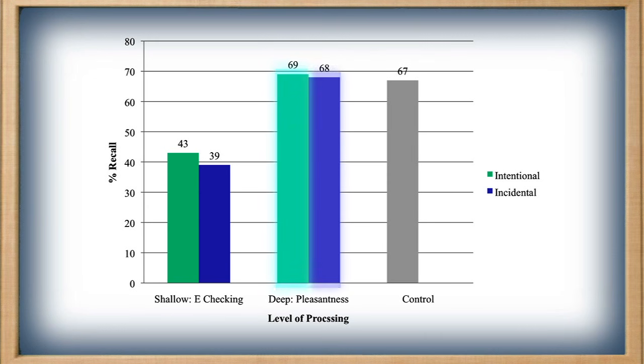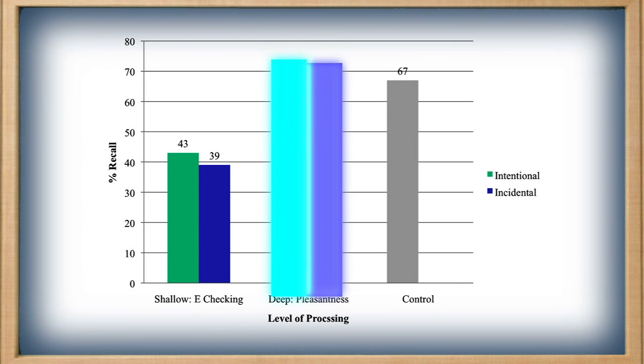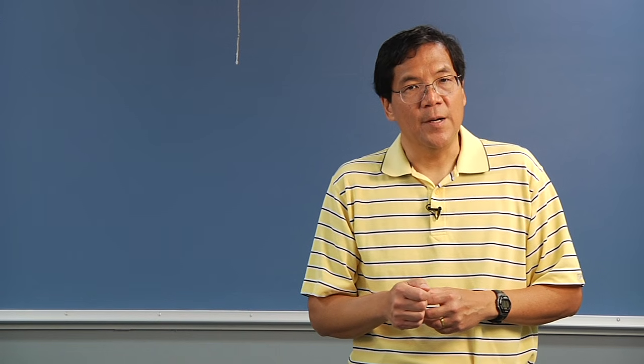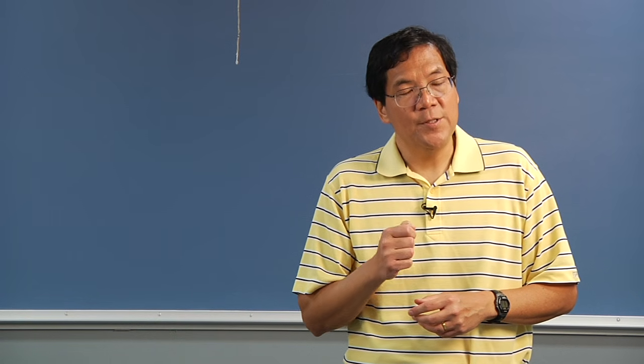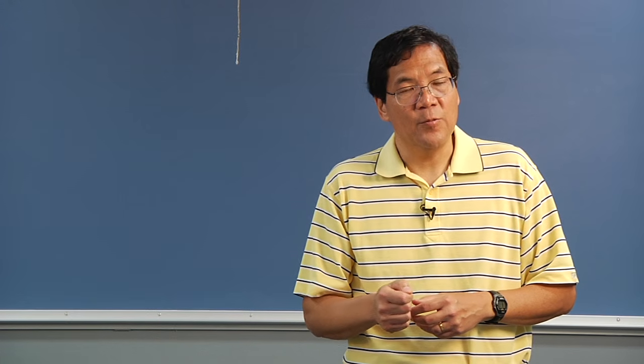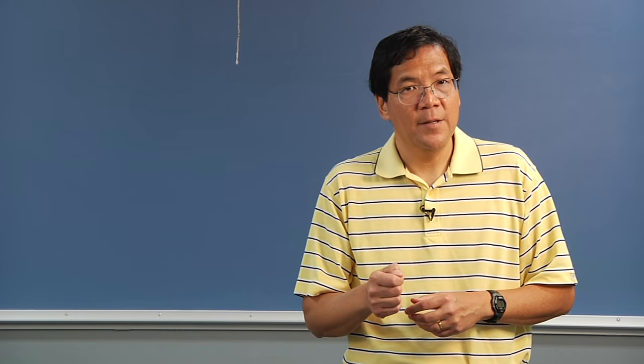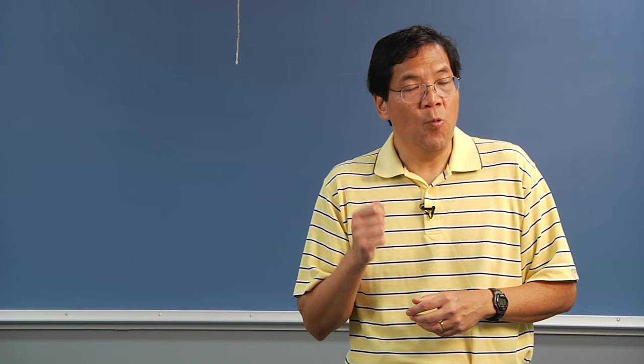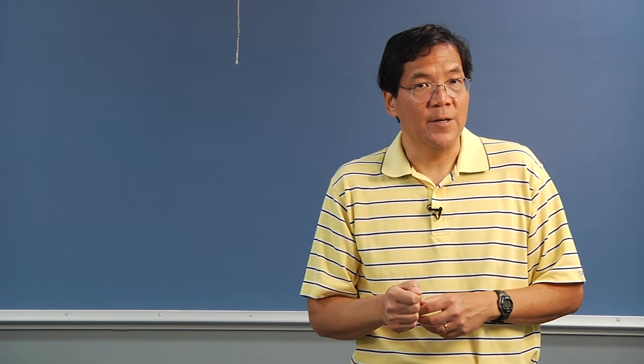If level of processing matters, then deep processing, rating pleasantness, should recall more than shallow processing, checking for ease. You see that deep processing groups recalled a lot more than the shallow processing groups, regardless of whether they were intending to learn or not. Now, there are 2 key points here. First, people who use deep processing learn the material, whether they intended to or not. On the other hand, if people use shallow strategies, even if they wanted to learn, they did not learn.